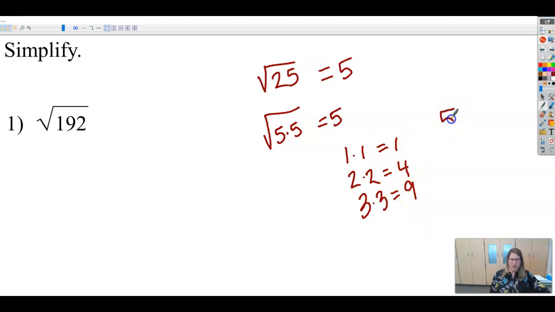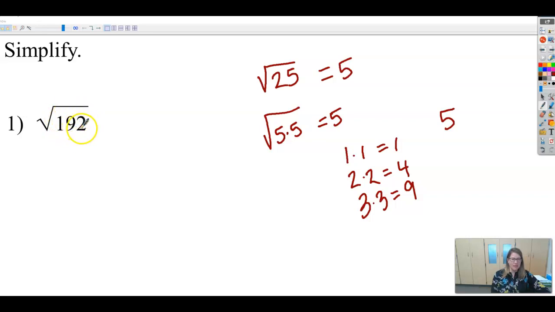So like the number 5 is not a perfect square because there are no two whole numbers that I can multiply together that are the same to get 5, right? So 25 is a perfect square because that's 5 times 5. So that's what a perfect square is, but 192 is not. There's no whole number that when I multiply it by itself, it gives me 192.